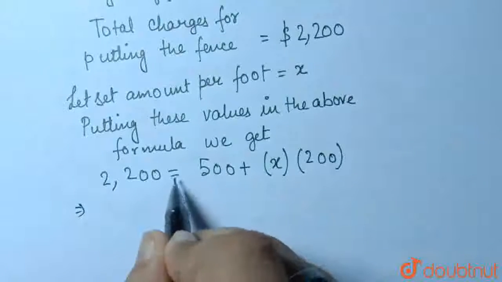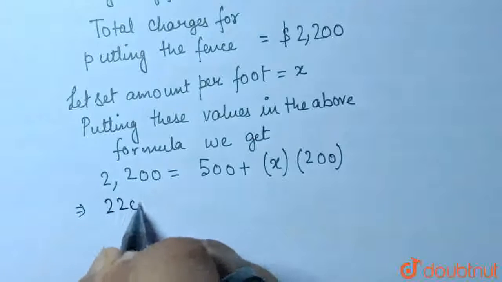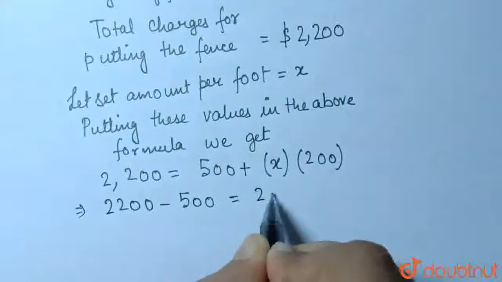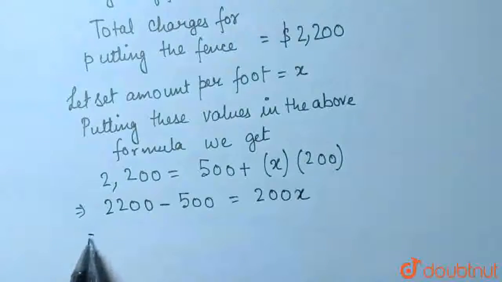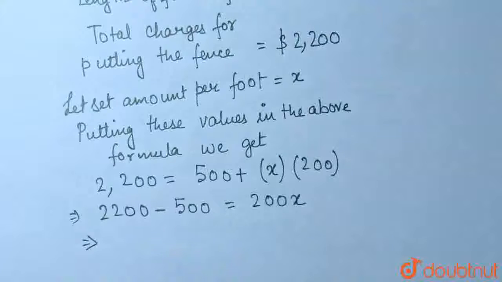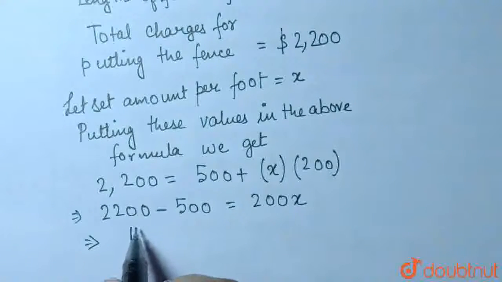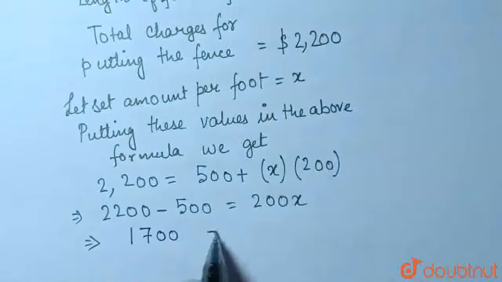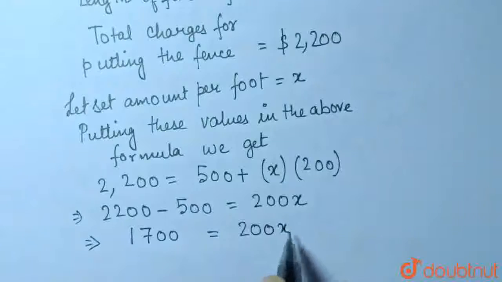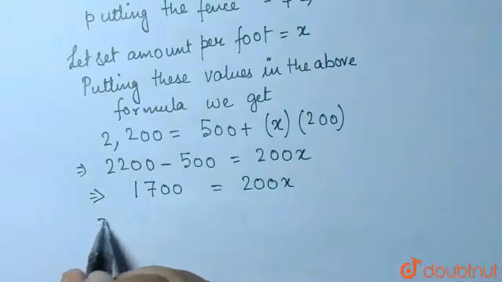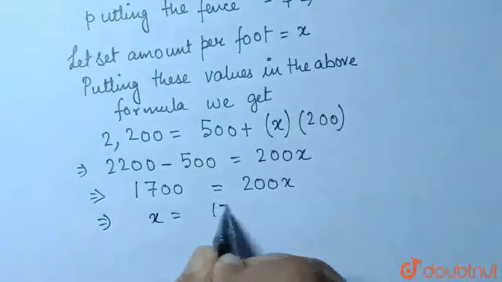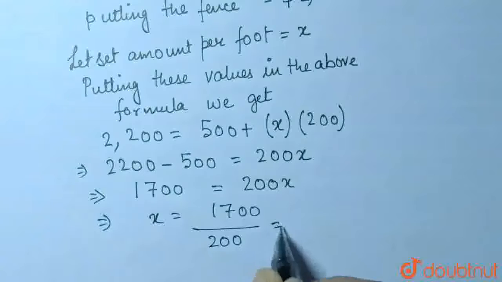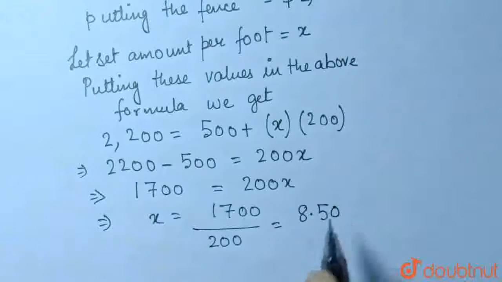We bring 500 to this side, we get 2,200 minus 500 equals 200x. Implies 2,200 minus 500 equals 1,700 equals 200x. Implies x equals 1,700 by 200 equals 8.50.